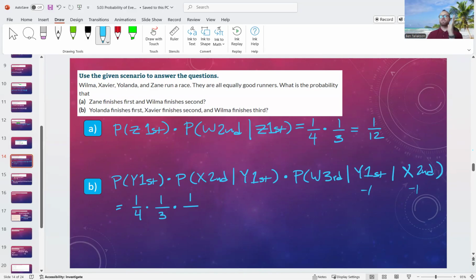If Yolanda finished first, Xavier finished second, how many runners are left? There's only 2 left. So that means Wilma has a pretty good chance at finishing third then, 50% chance. Multiply this all together to get 1/24.